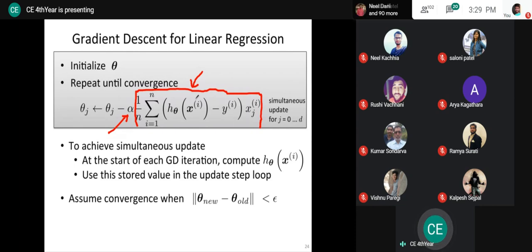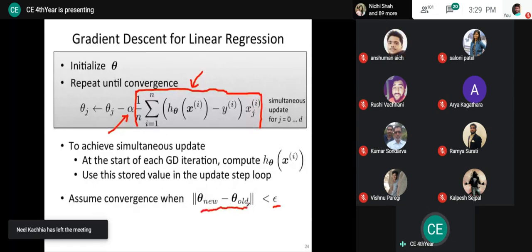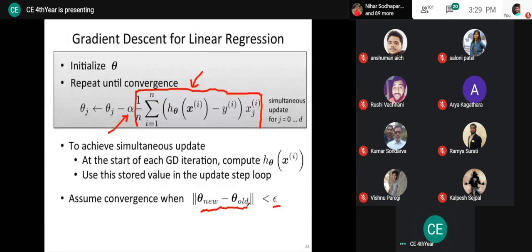Fine. And we can set one particular minimum value. If the difference between the older and the newer theta value is less than some epsilon, then we can say the algorithm converges. Or in another way, if the loss value J theta is a very small value, then we can say the algorithm converges.